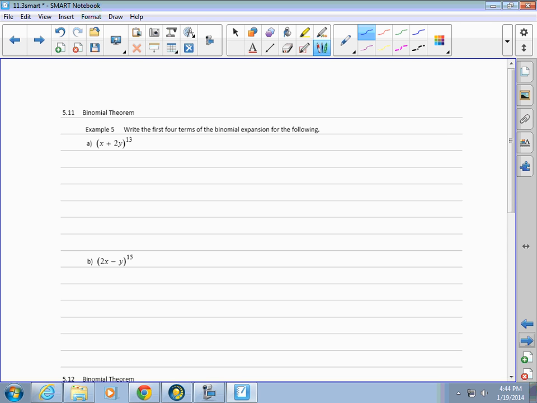Okay, write the first 4 terms of the binomial expansion for the following. So my first 4 terms then, my n is equal to 13, my a is equal to x and my b is equal to 2y.